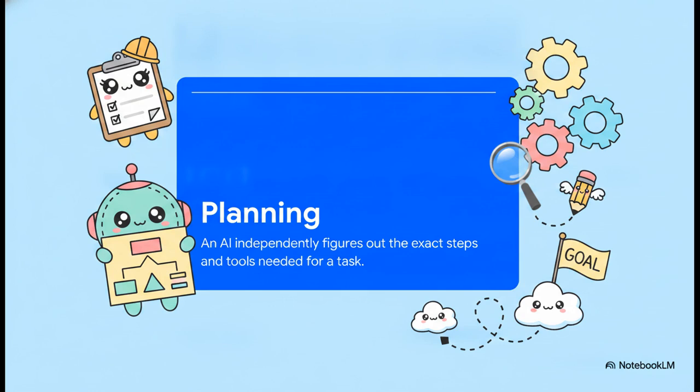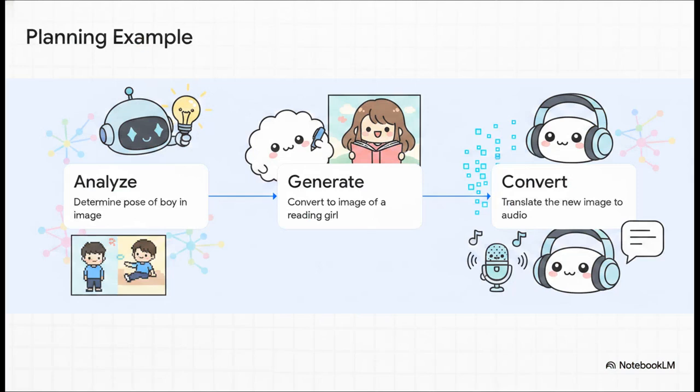Then we have planning. The AI steps up as a project manager, independently breaking down really complex goals. Like it can figure out the exact steps to turn a static picture into a fully narrated audio clip.